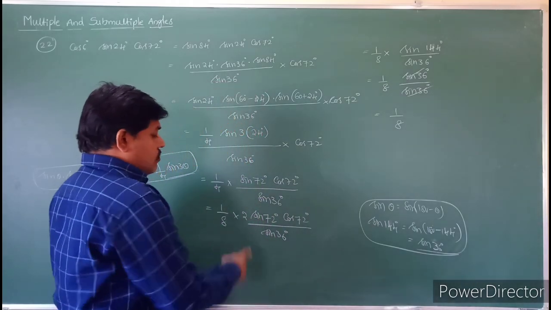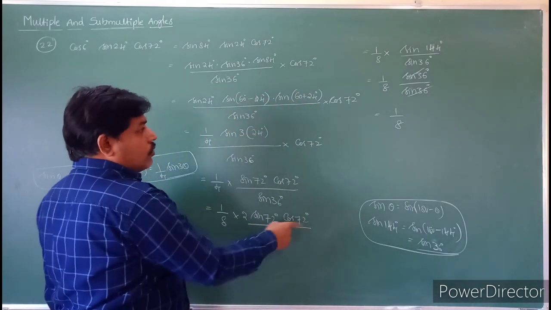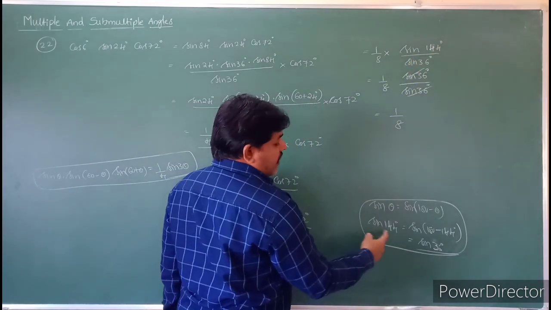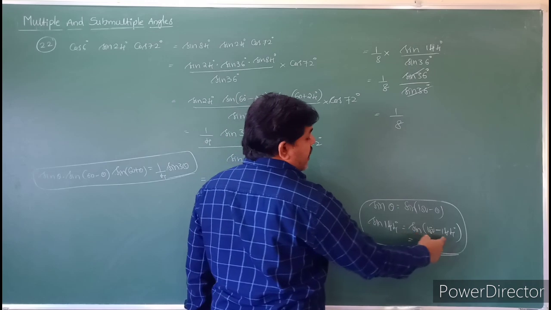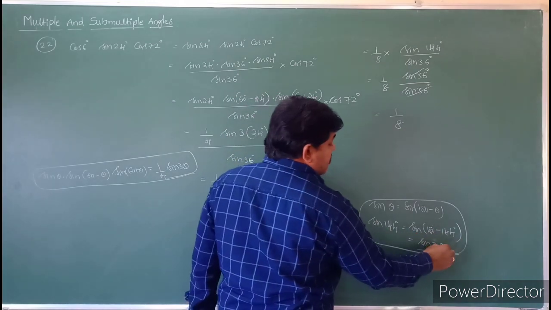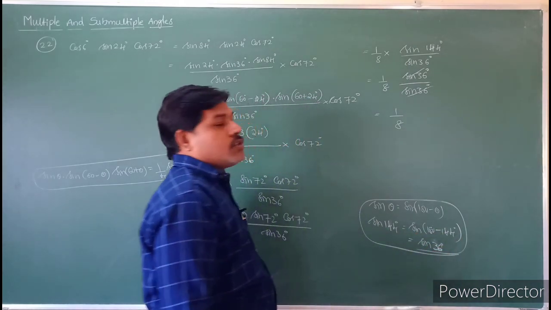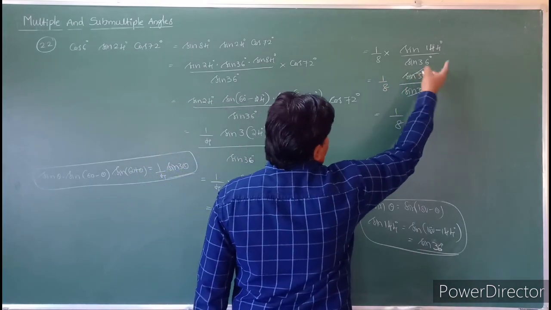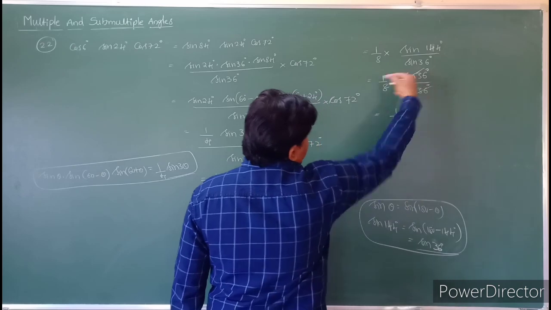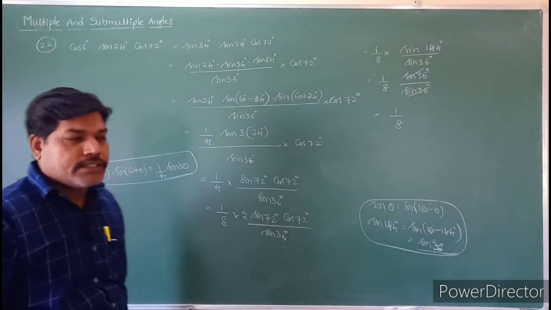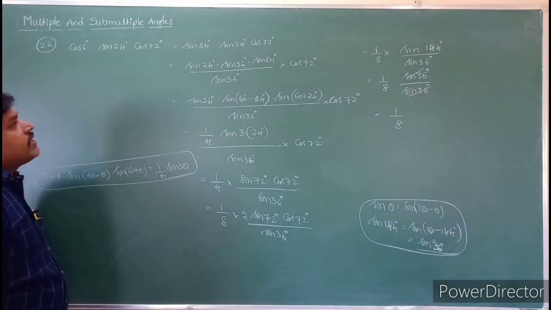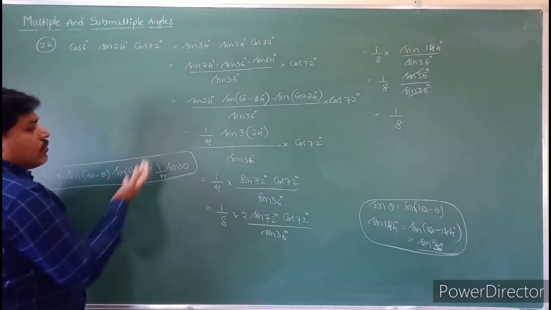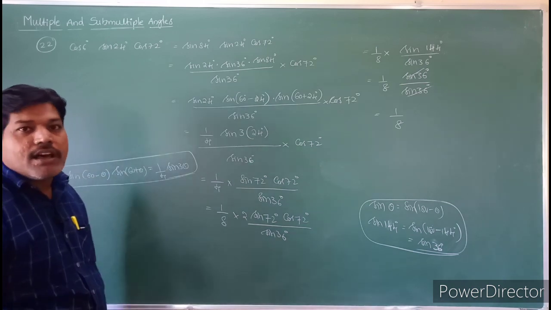So check that one. 2 sin 2 theta is nothing but sin 2 into 72, that is 144. So sin 144 you can write as sin of 180 minus 144. It will become sin 36 degrees. So you can replace that value here. So it will become 1 by 8 into sin 36 degrees by sin 36 degrees. You can cancel these two. It will become 1 by 8. So that means you have to apply this condition and you have to know this formula, then only you will get the answer for this question.